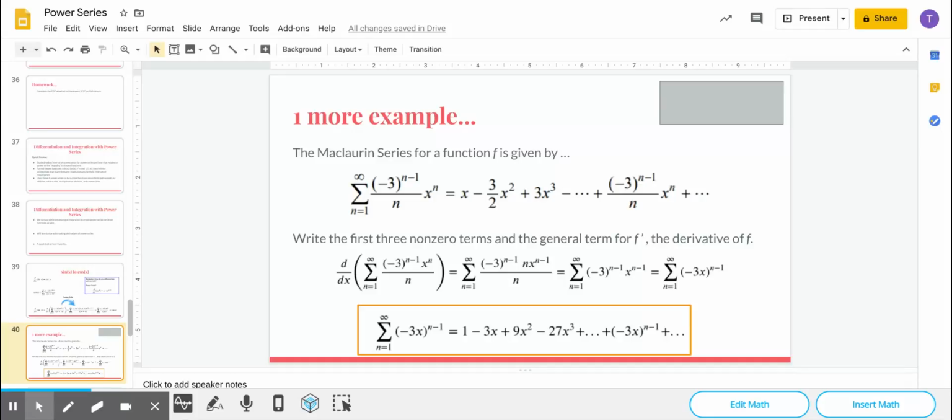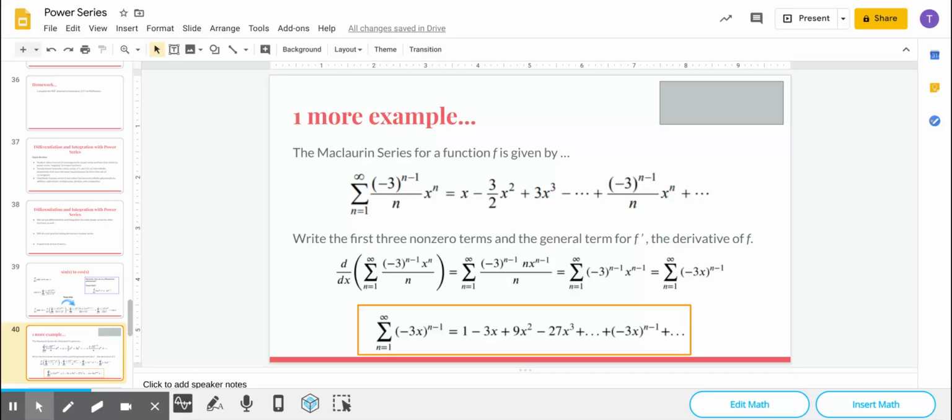So it is a Maclaurin series because it's centered at 0. And what they did was they gave you the Maclaurin series and then a couple of terms, and then there's the general term again, right? So they give you the first 3. What I want to be able to do is basically take that and write the first 3 non-zero terms and the general term for the derivative of that power series.